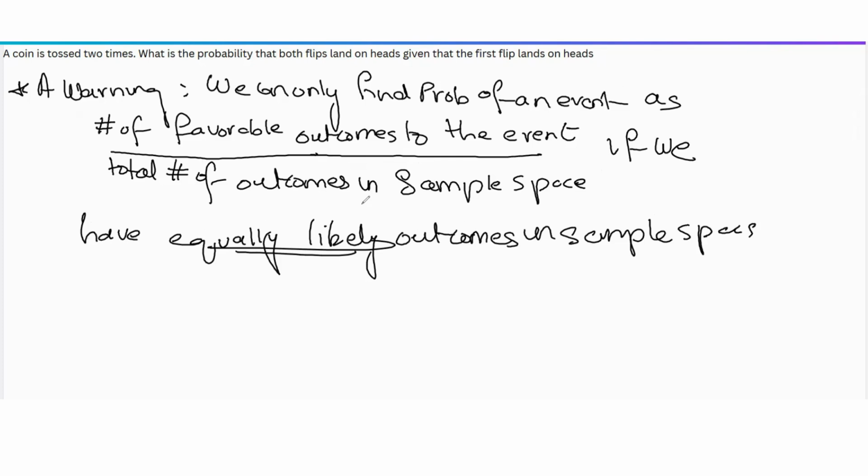So we learned how we can find conditional probability using two approaches. The first, you can use the formula. The second, you can work with the reduced sample space. In either case, if you are applying this formula, just make sure you have equally likely outcomes.